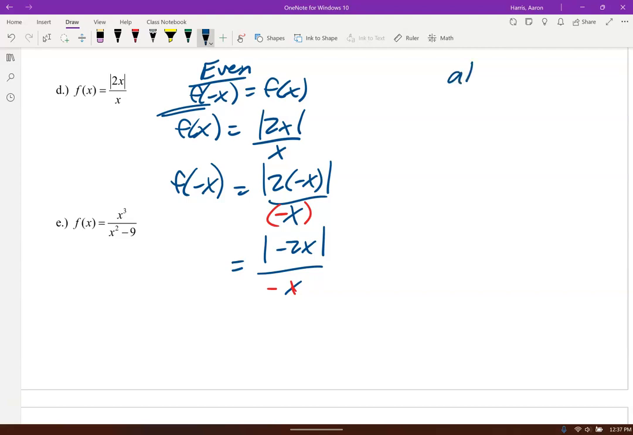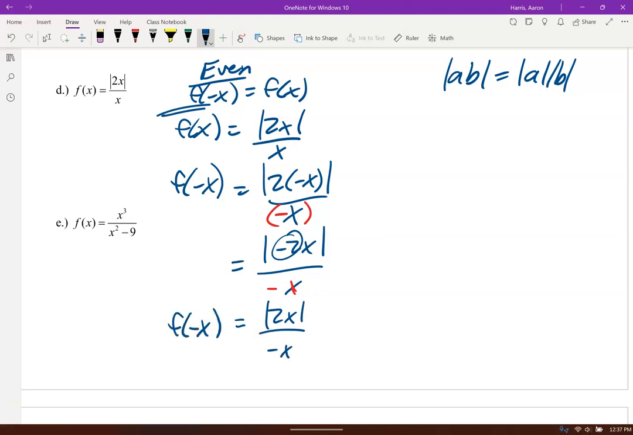Now the absolute value of a times b is the absolute value of a times the absolute value of b, if you've forgotten that. So I can take the absolute value of 2 and just call it the absolute value of 2x. So we get the absolute value of 2x all over negative x. Is this the original? I say nope, so not even.